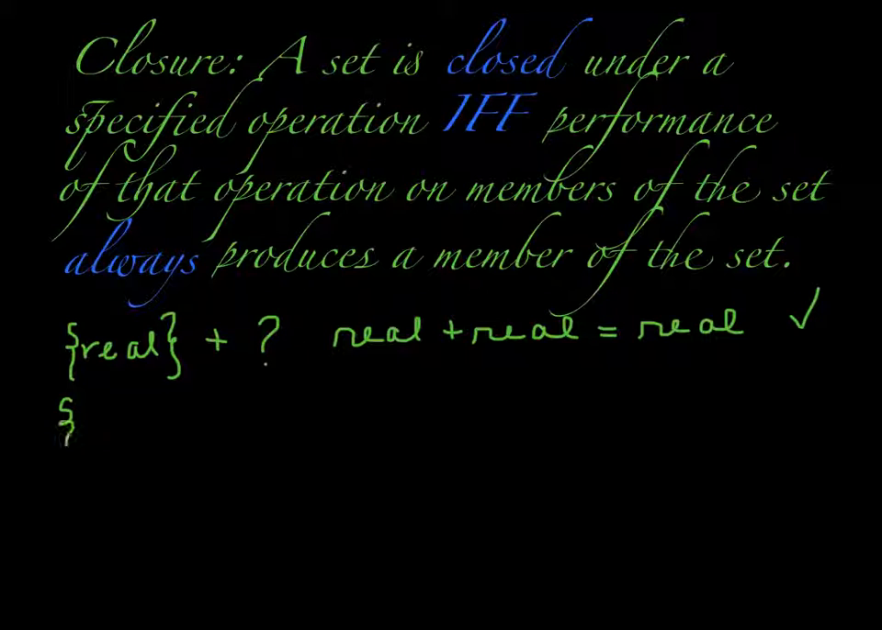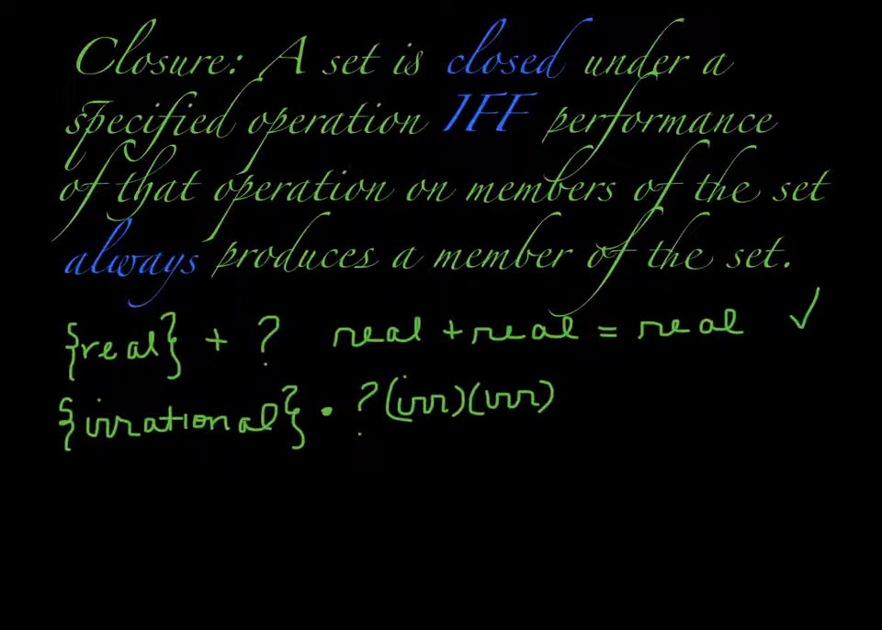Let's look at another one. Irrational numbers closed under multiplication. So an irrational times another irrational, will that always give me an irrational? Well, let's look at square root of 2 times square root of 2. That equals 2. No, this is not an irrational number. So the set of irrationals is not closed under multiplication.